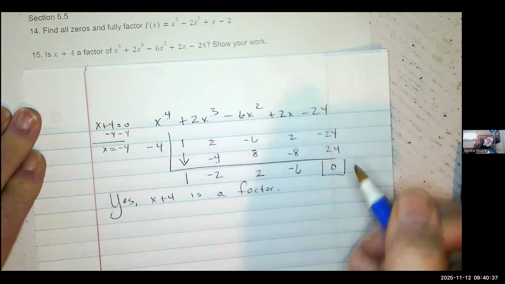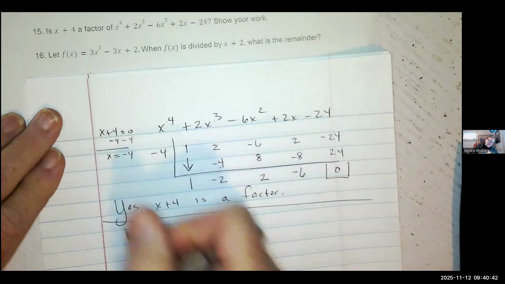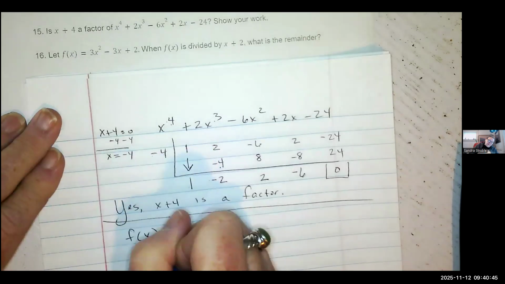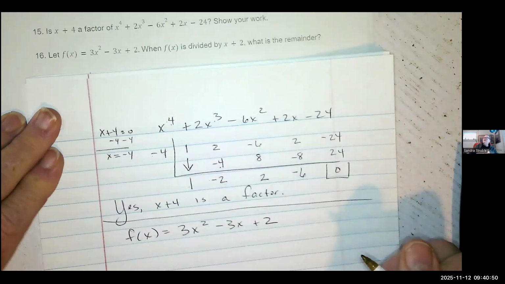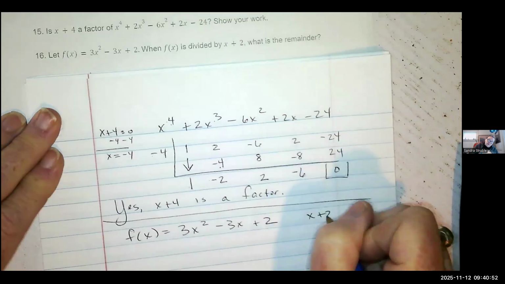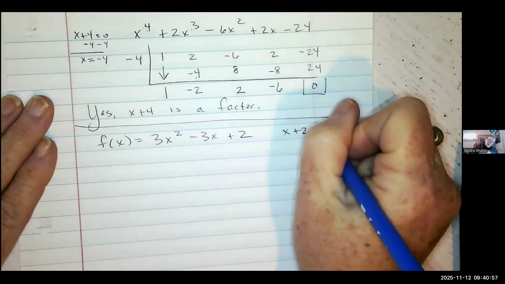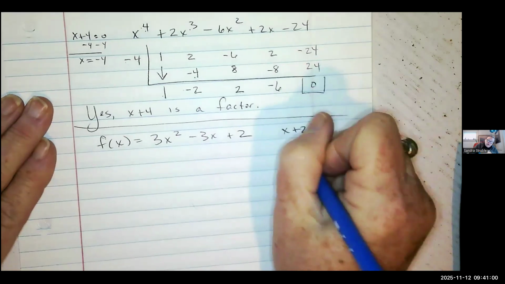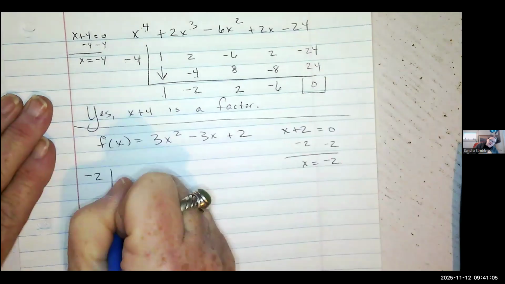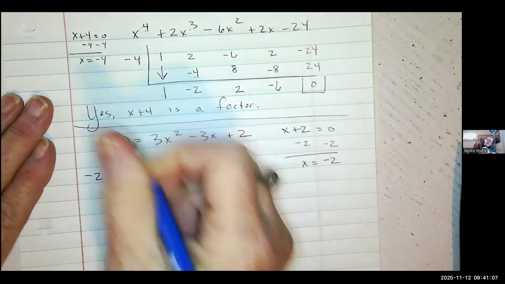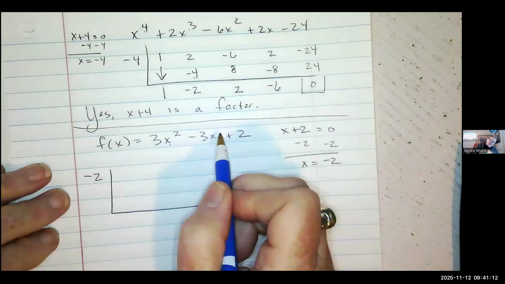Last one. Woo-hoo. f of x is equal to 3x squared minus 3x plus 2. When f of x is divided by x plus 2, what is the remainder? Well, to find what we're dividing the synthetic division by, we set it equal to 0 and solve for x. So x is equal to -2. I'm just going to synthetically divide by -2. Make sure my terms are in order from highest exponent to constant: 2, 1, constant.